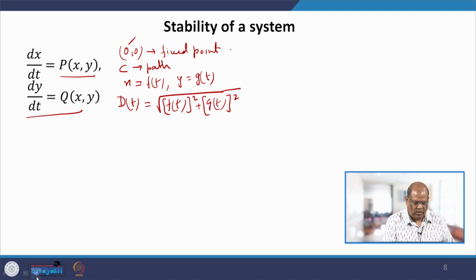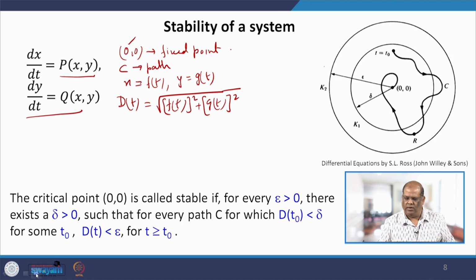Now, let us see the definition. It says that the critical point (0, 0) is stable if for every epsilon positive there exists a delta positive such that every path C for which d(t0) is less than delta for some t0, d(t) must be less than epsilon for t greater or equal to t0. Now, this definition somewhat reminds you of the limit definition of epsilon delta. Let us look into the figure for further clarification.